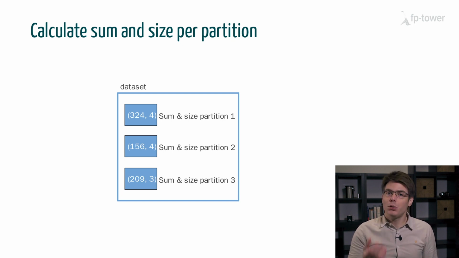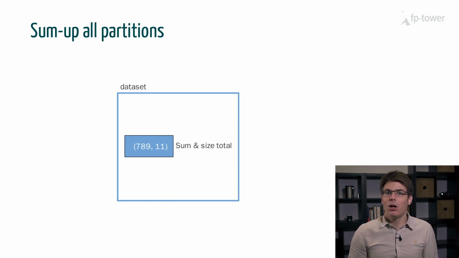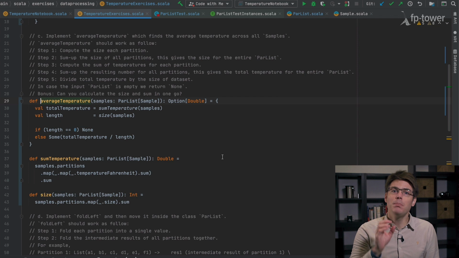This way we obtain 3 tuples, one for each partition. And finally we add them together, which will give us the total temperature and the size for the entire dataset. So please pause the video and try to refactor the average function using the algorithm I've just described.